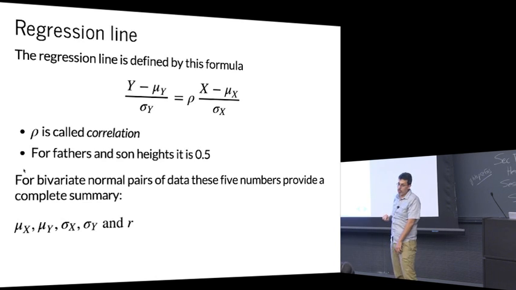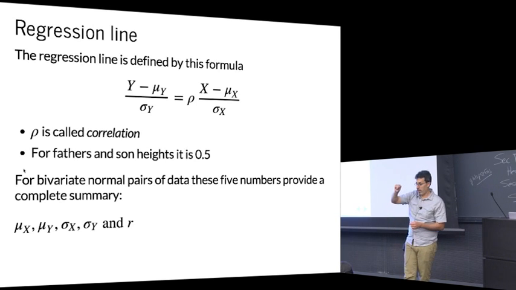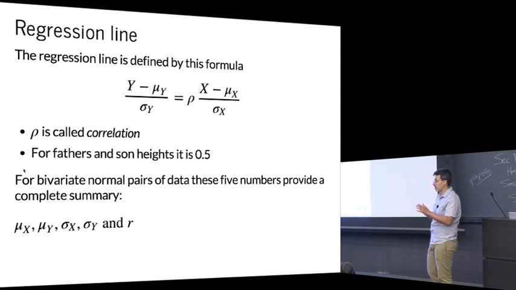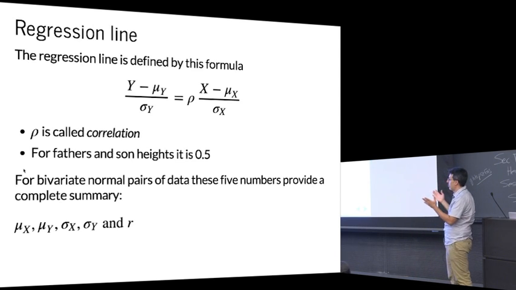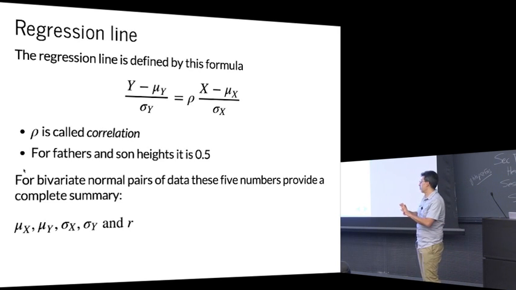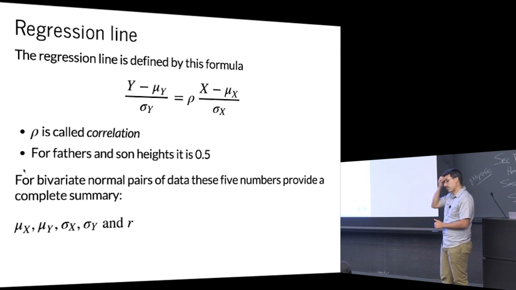And that thing is called the correlation. So the correlation between the fathers and the sons is called the correlation. In this case, it's 0.5. I calculate that from the data. So that gives me the formula. I can make that prediction. And the other thing I can do now is summarize this entire data set with the mean of each group, the standard deviations of each group, and the correlation.